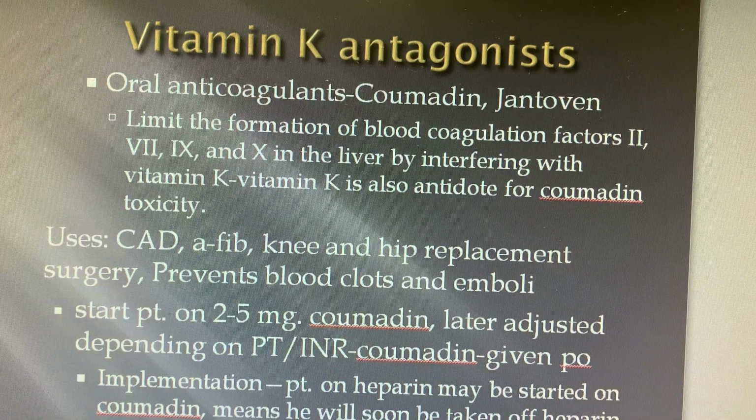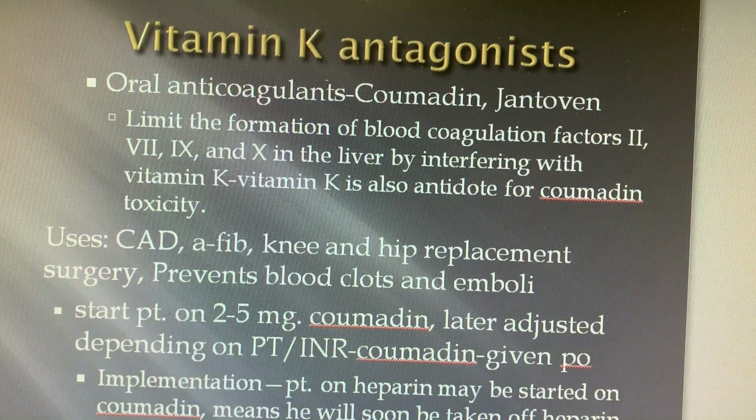So Coumadin is used in all kinds of situations. Coronary artery disease, AFib to prevent those strokes that sometimes come about. They're used after orthopedic surgery when a person has to be still for a day or so, and after they've been cutting into vital areas that could be affected. And these vitamin K antagonists just generally prevent both blood clots, thrombi, and emboli.